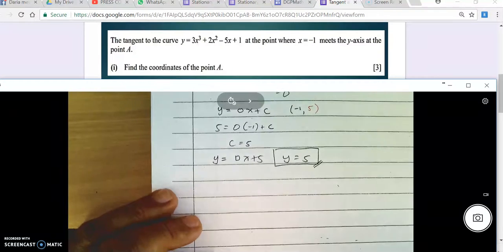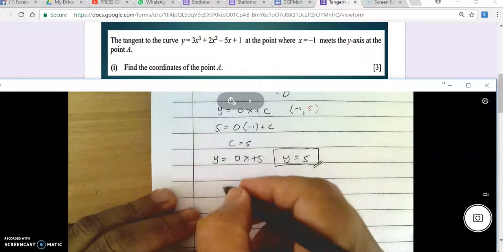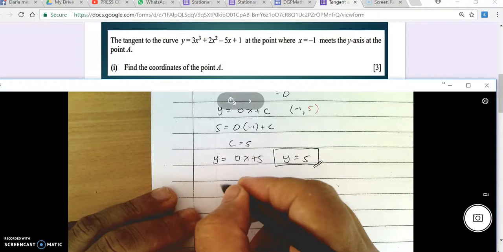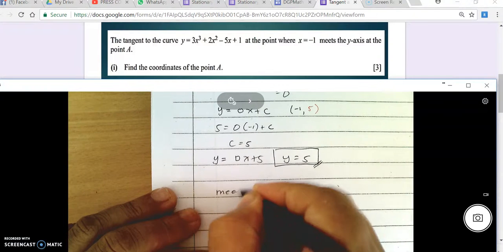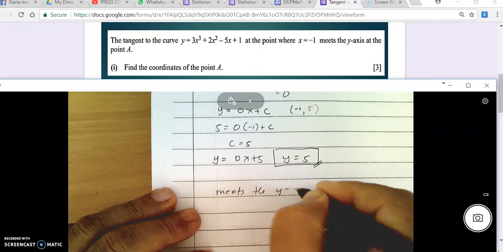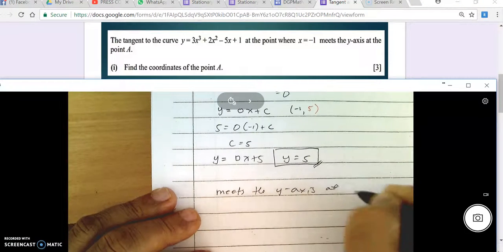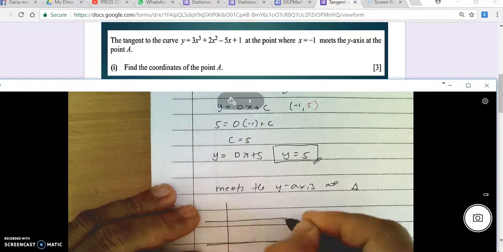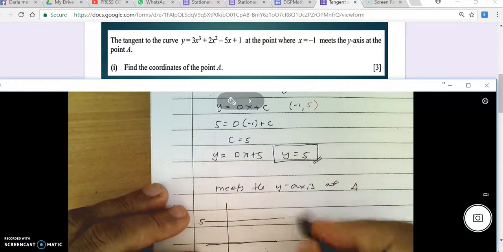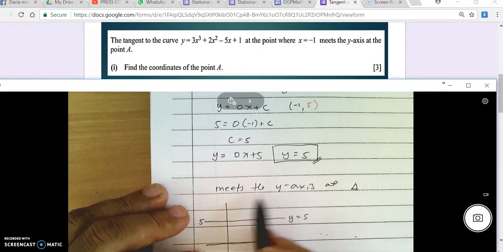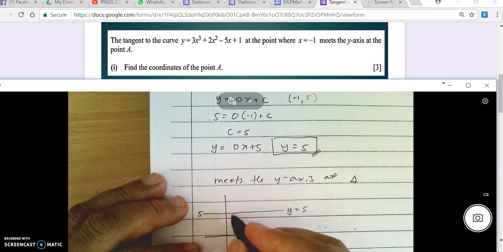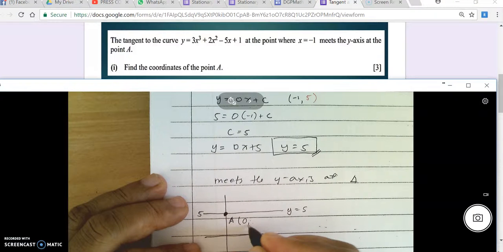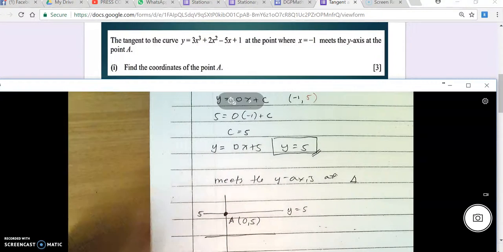So it says it meets the y-axis at A. Since the graph of y equals 5 is a line, it means that whatever the values of x, the value of y is always 5. So therefore, this is the point A, which is actually (0, 5). And that is our answer.